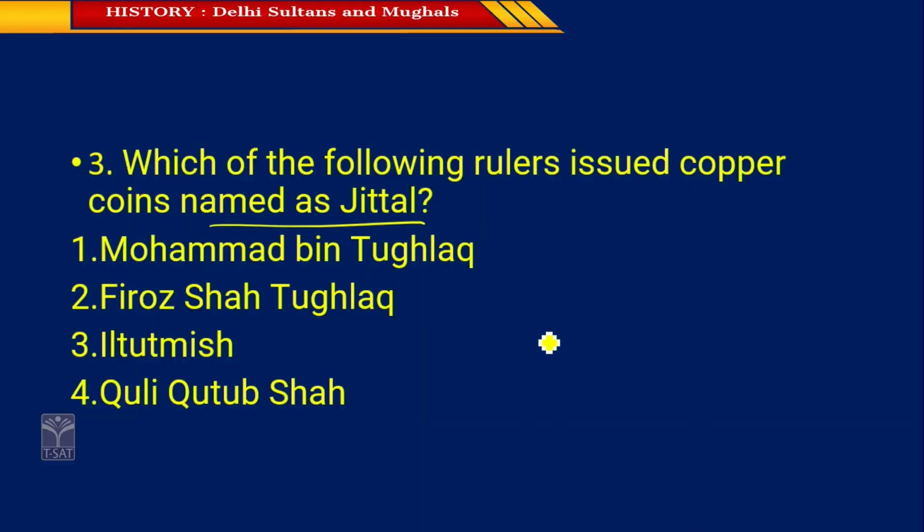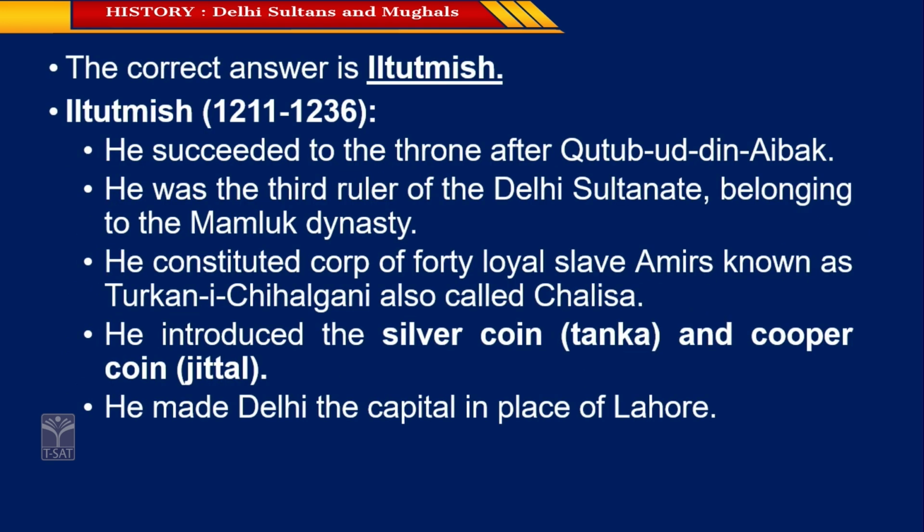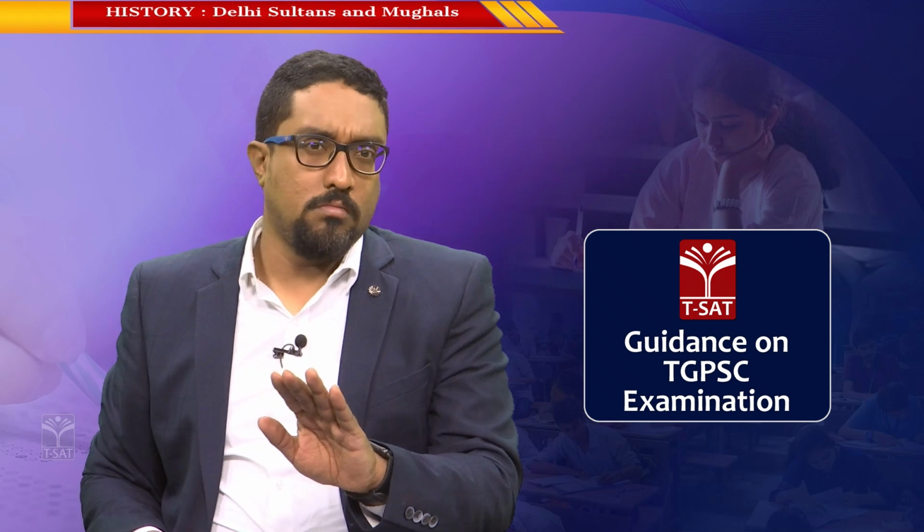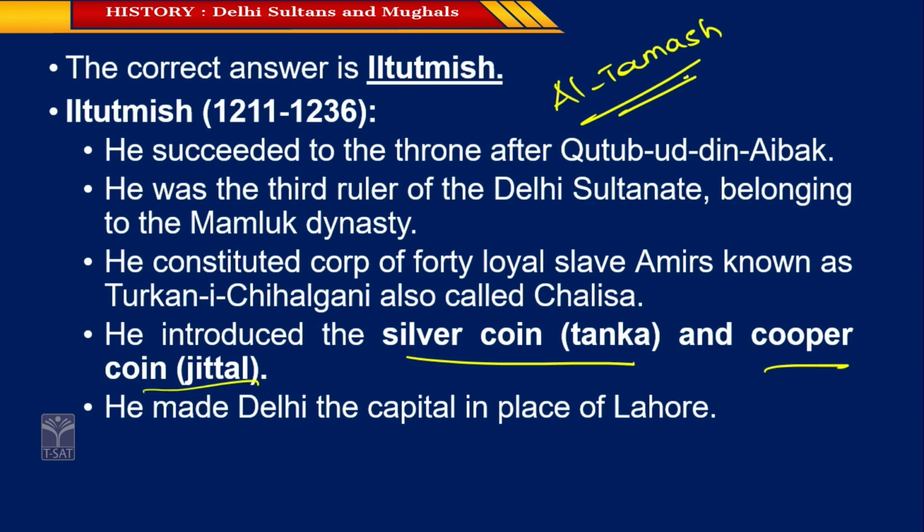Next question. Which of the following rulers issued copper coins called jital? Muhammad bin Tughlaq, Firoz Shah Tughlaq, [Iltutmish], and Quli Qutub Shah. Jitals were basically copper coins, and along with copper jitals, there is also something called the silver tanka. These were actually introduced by Shamsuddin Iltutmish. He is also called Shamsuddin al-Tamash. The modern day Urdu word tankha comes from silver tanka, silver coin. He introduced silver tanka and copper jital, copper coin.